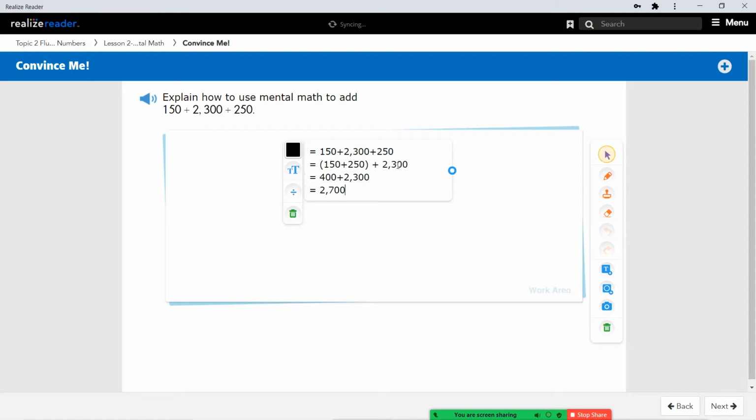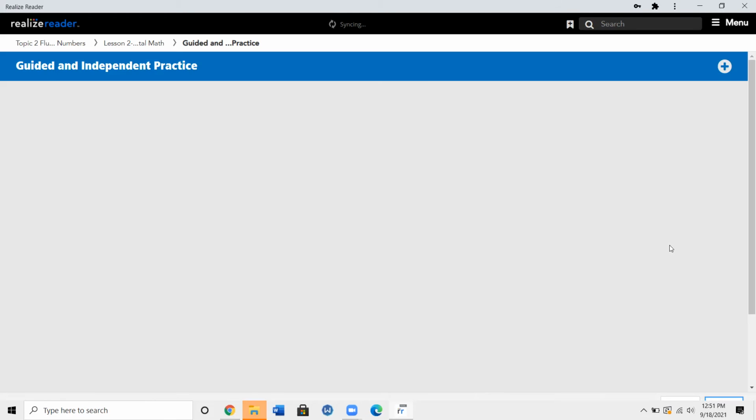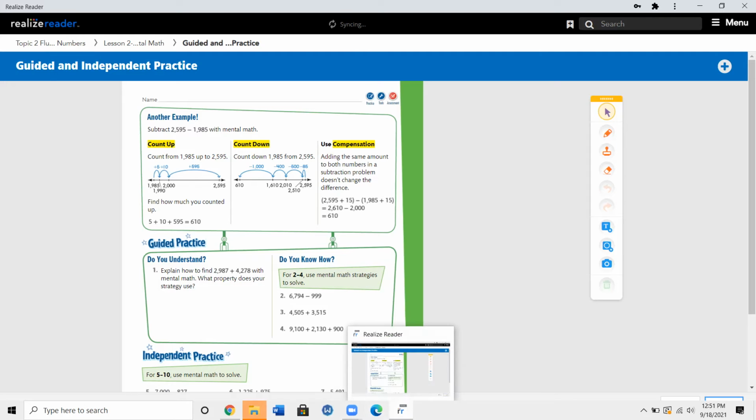So you can see how I changed the grouping around so it's easier and I didn't have to regroup. And then I jumped into my next section. So let's go ahead and take a look at our guided practice, and we're going to go over the notes that we put down.